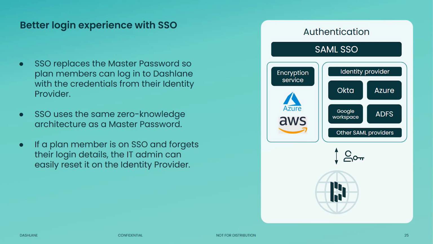So if I'm already using an integration with any identity provider, for example, Okta, Azure, Google, Duo, ADFS, and so on, any other SAML application providers, you can also create a SAML application for Dashlane. So as I see here, the benefits will be the same zero knowledge architecture as a master password. You have more autonomy with users in case they don't remember their SSO password.